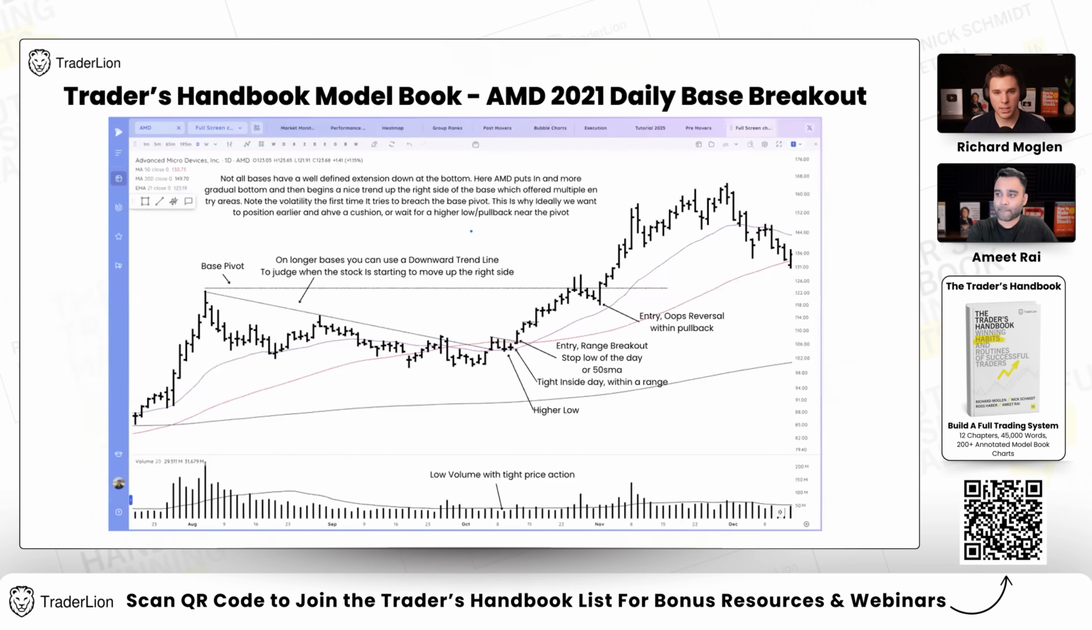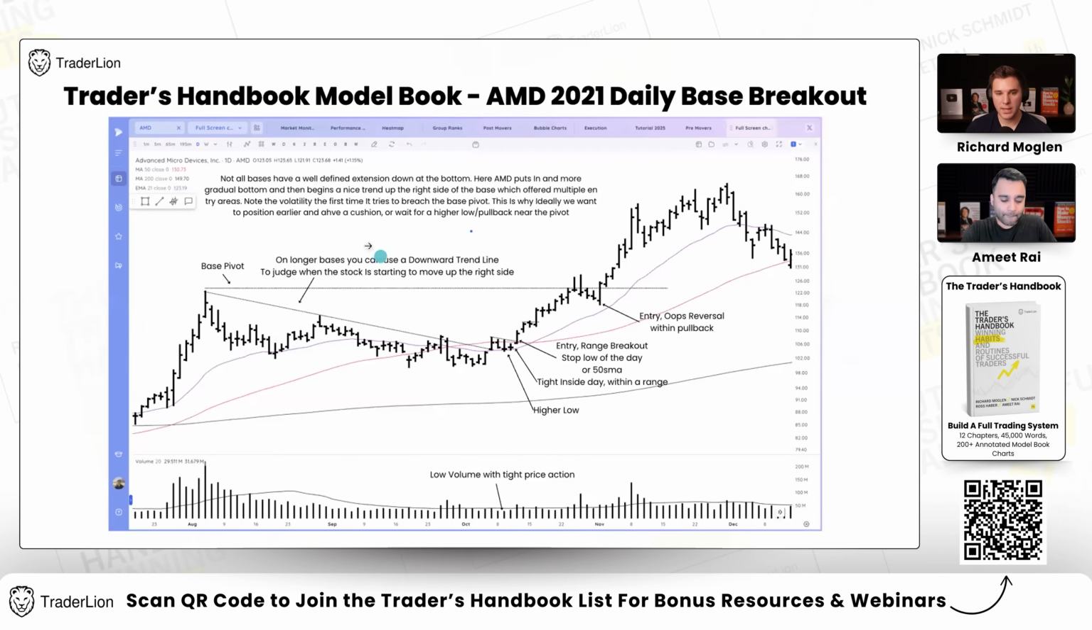So one more here, we've got another example from the Trader's Handbook model book chapter. AMD, a different looking base than GEV. We have a more gradual pullback, breaks below the moving averages, pops above it, pops above this downward trend line as well, but then sets up a nice tight range, higher low here. And then this is the early entry point here. You can add more through this short-term range, add more on the oops reversal, and profit from this really nice trend before it broke below the 21 EMA.